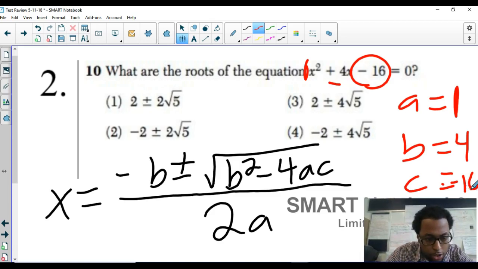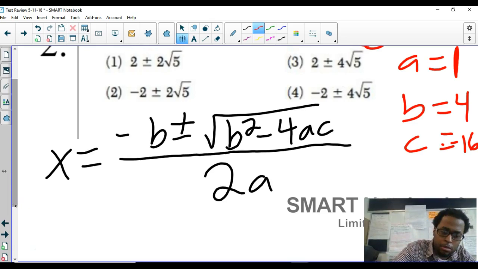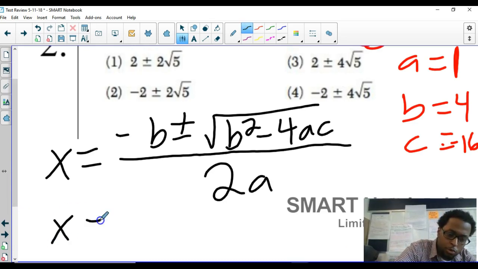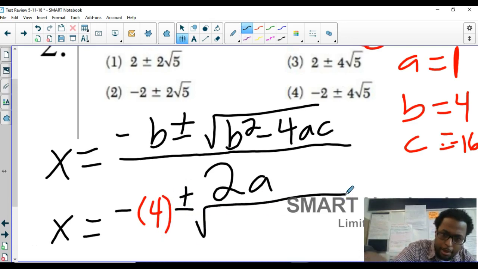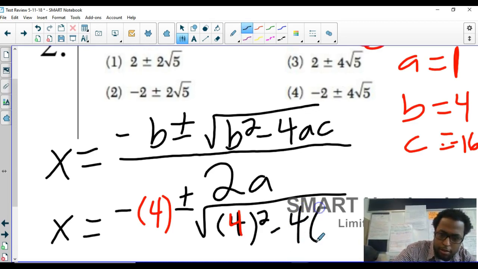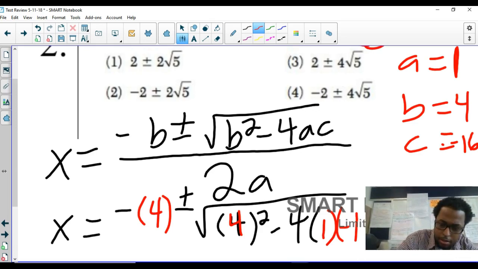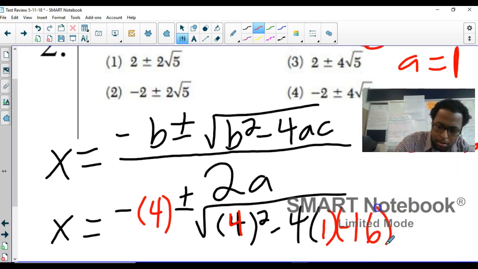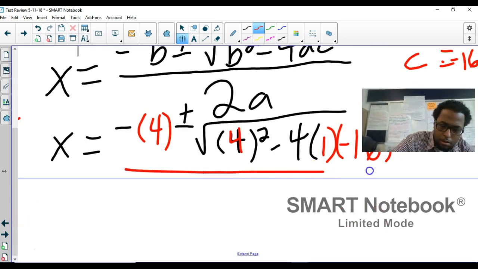And all I'm simply going to do is just plug everything in with those numbers. So x equals negative, instead of b, I'm going to put 4. Plus or minus square root. And again, instead of b, I'm going to put parentheses 4 squared, minus 4. Instead of a, I'm going to put what a is, which is 1. And I'm going to put what c is, which is negative 16. All that over 2 times 1.